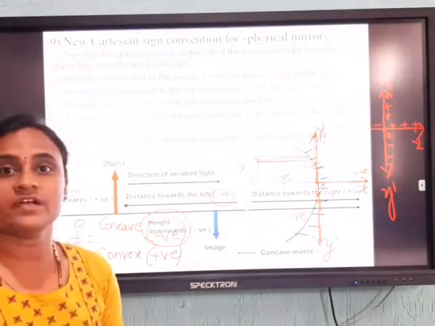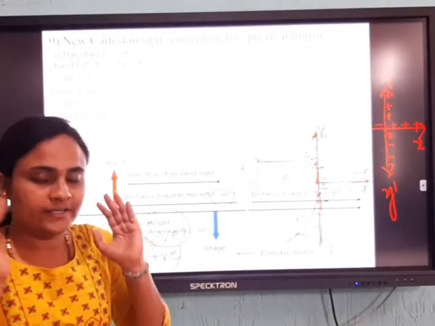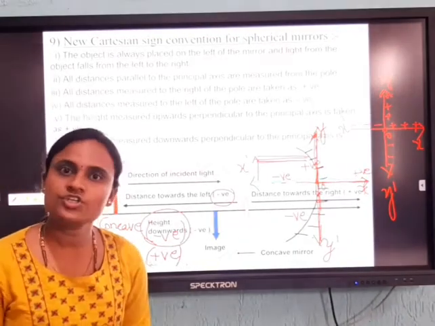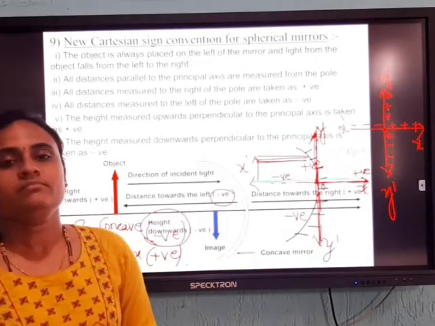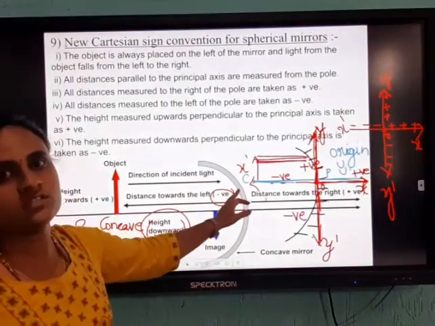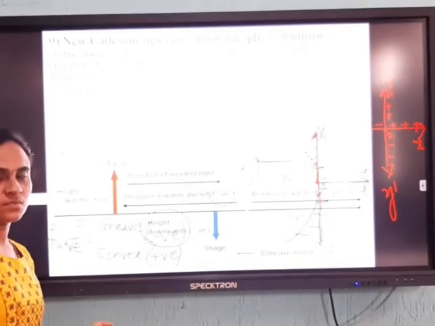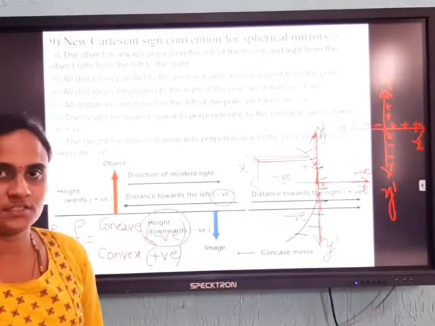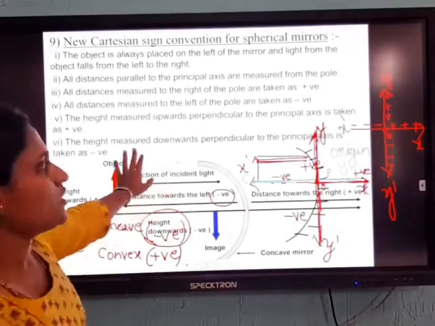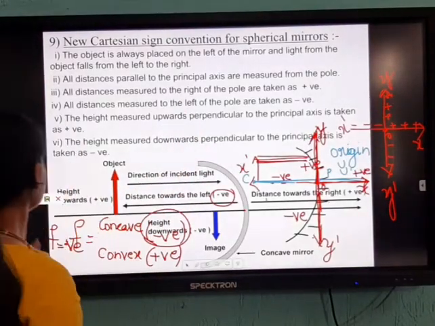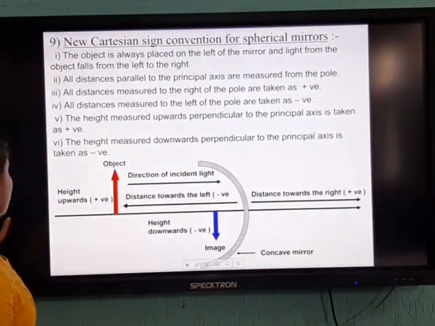They will not give you the sign, whether it is positive or negative. By reading and understanding the question, you should work out that it is a concave mirror, so its focal length is negative. If it is a convex mirror, the focal length will be positive. Clear? I think there are no doubts in this. I will just repeat it once more.